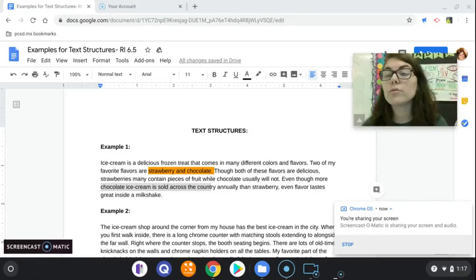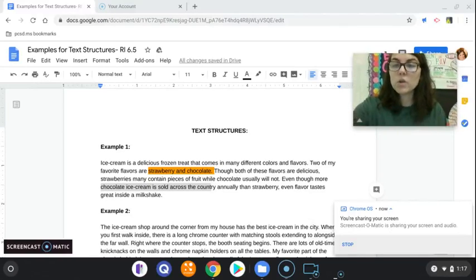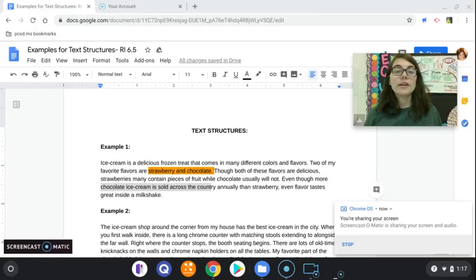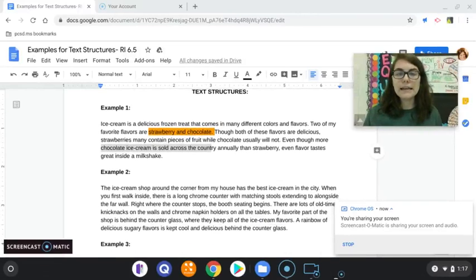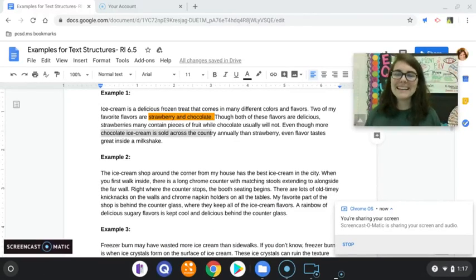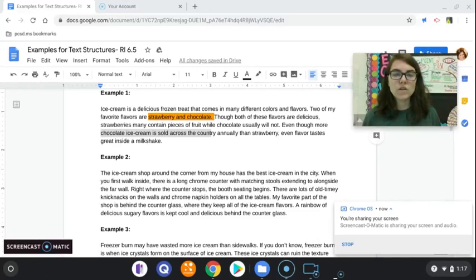Text structures are really important, boys and girls, for us to have a grasp on and understand because they help us understand these texts. You may hear your teacher say RI 6.5 sometimes, and that is just helping you understand the overall structure of a text.